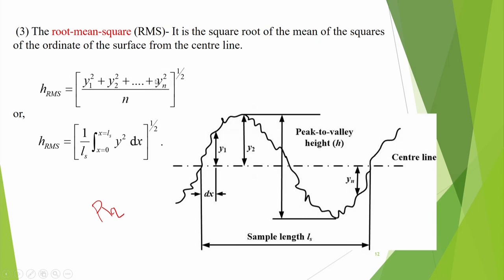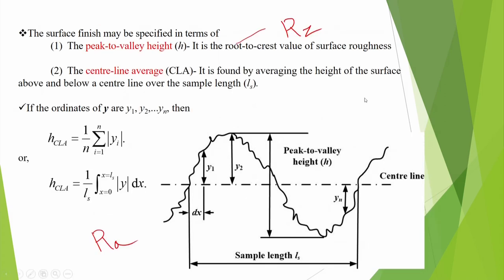HRMS is equal to the square root of y1 squared plus y2 squared plus up to yn squared, divided by n. Or if it is a continuous variation, HRMS is equal to the square root of the integral from 0 to LS of y squared dx, divided by the sample length LS. So naturally you can see that Rz will be the largest among all these three measures.